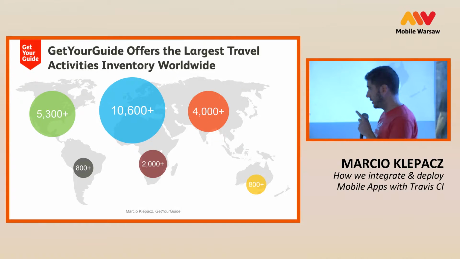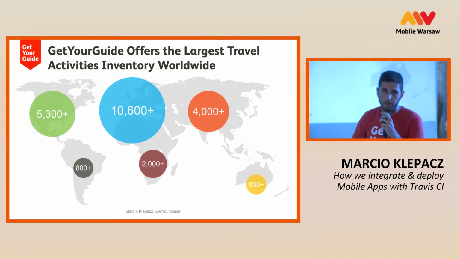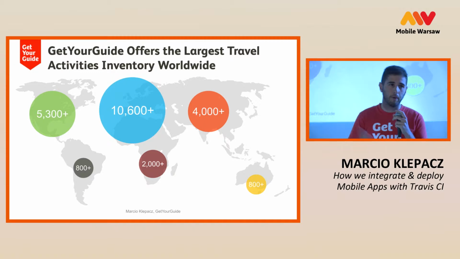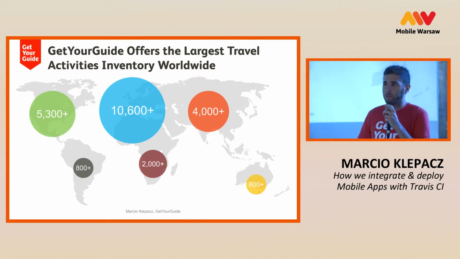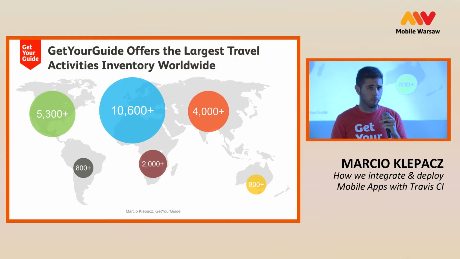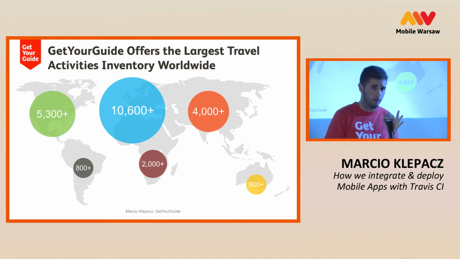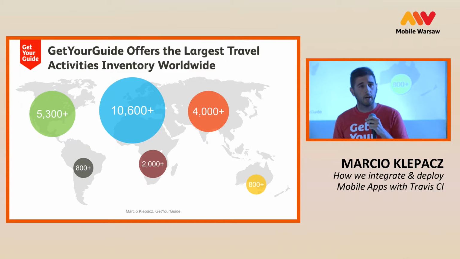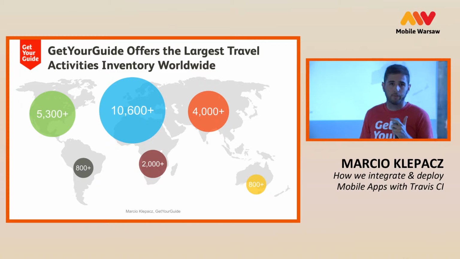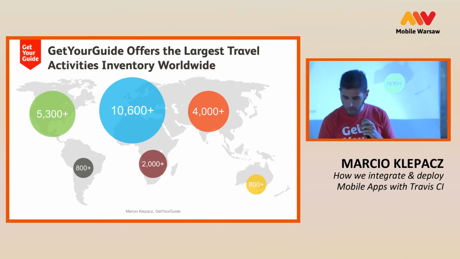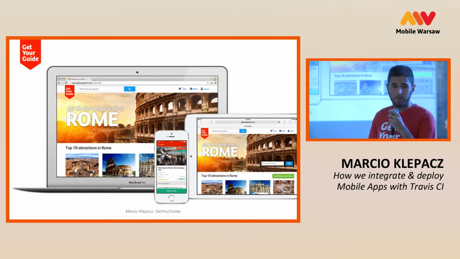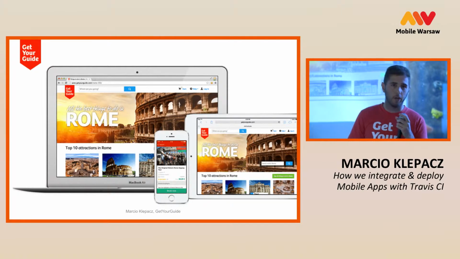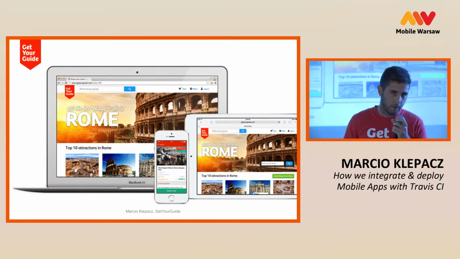For those who don't know, Get Your Guide offers tours and activities around the world. For example, if you want to go to Paris, to the Eiffel Tower, and you want to buy tickets for it, you can go on our website or our mobile apps. You can find something there. It's basically a marketplace for tourist activities, and we are available on multiple platforms: iOS, Android, and of course web.